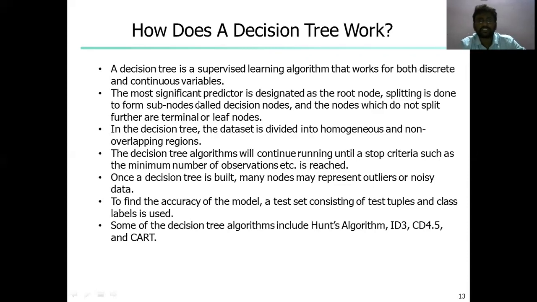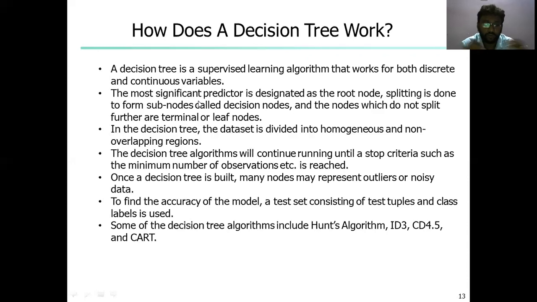To find the accuracy of the model, the test set consisting of the test tuples and the class labels is used. With these test tuples and the class labels, we can easily identify the values present in that particular data set, and the accuracy will be measured by using these test tuples. The percentage of the test tuples that are correctly classified by the model gives the accuracy of the model, and the accuracy of the model will be displayed for that particular model.